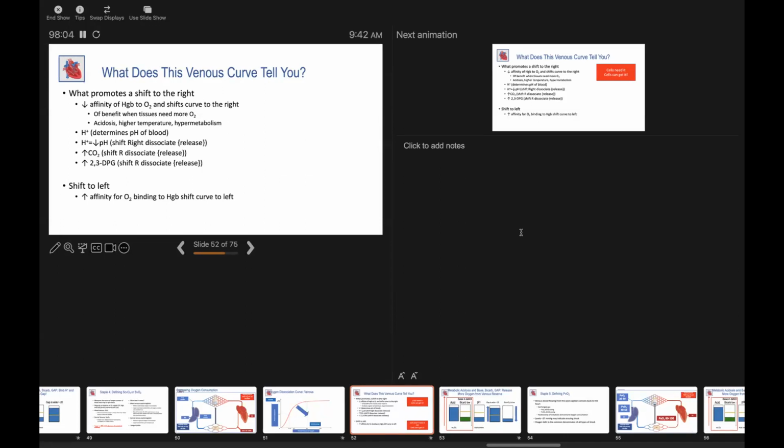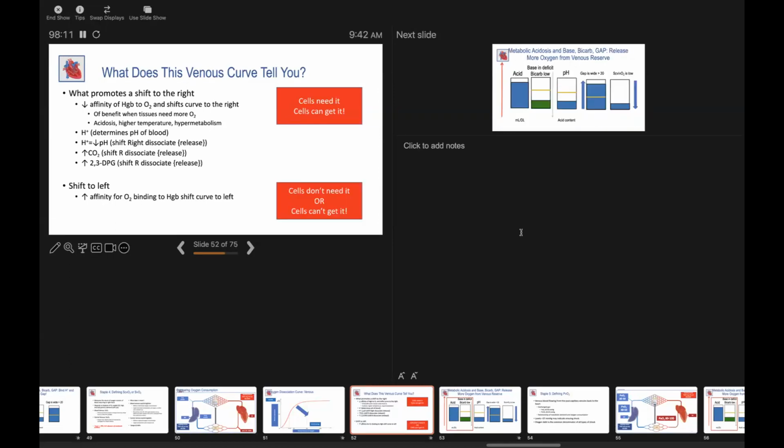Okay, is that good? Excellent. So cells need it, cells can get it. Cells don't need it, or cells can't get it. And the difference here, metabolic acidosis. When cells need it and they can get it, you'll almost always have some level of metabolic acidosis. It might be really minor, but you'll have some level of metabolic acidosis when they need it. Because metabolic acidosis is part of what encourages the hemoglobin to release the oxygen.